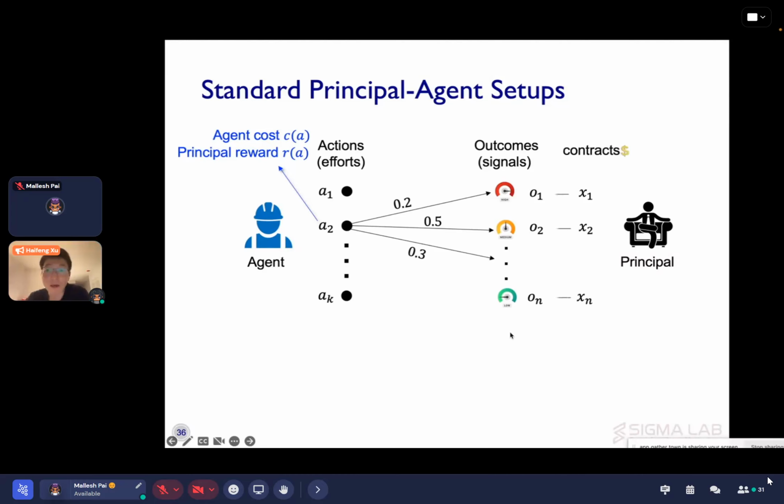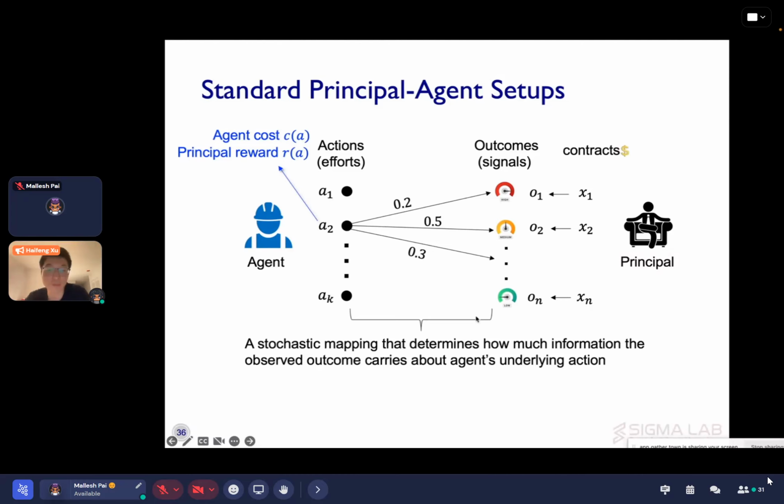And the principal wants to reward the agent and somehow encourage the agent to take actions that the principal wants, to invest a lot of effort for the principal, for example. So what the principal can do is to design a contract. A contract basically tells the agent, if the outcome is some o_i, I'm going to pay you some x_i. So that's a contract. And you can solve this as an optimization problem, compute the optimal contract.